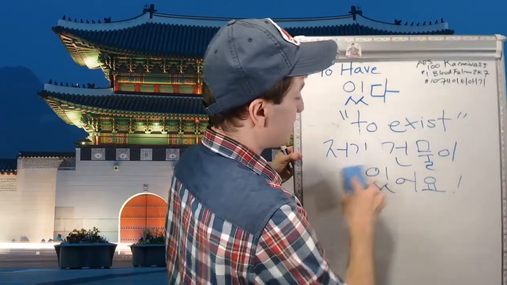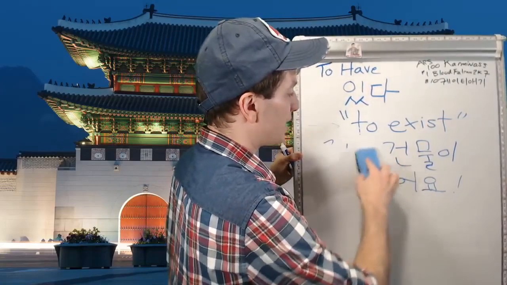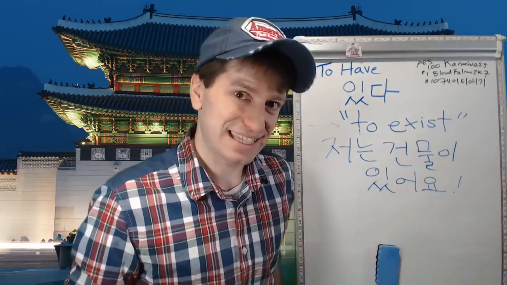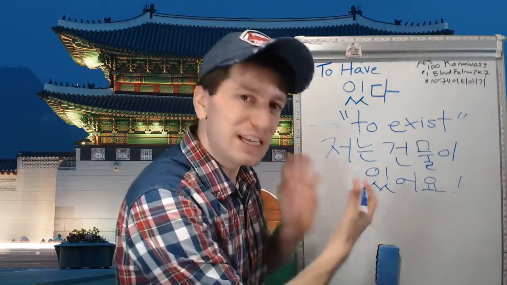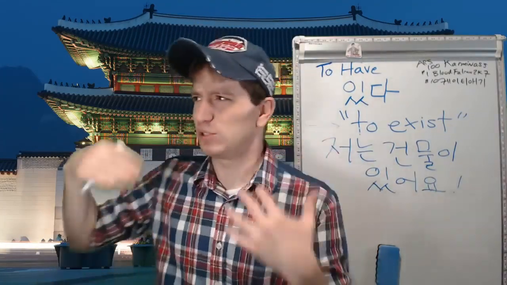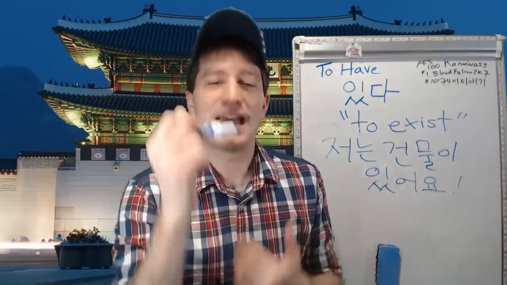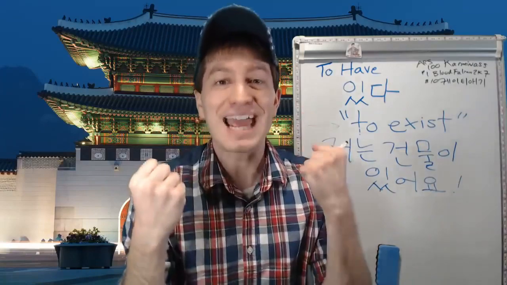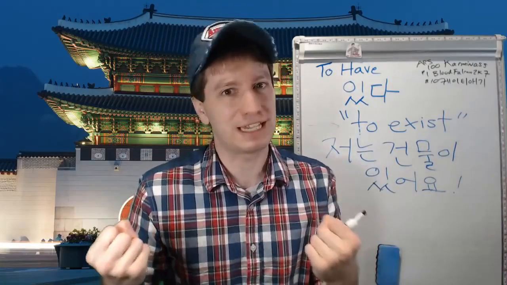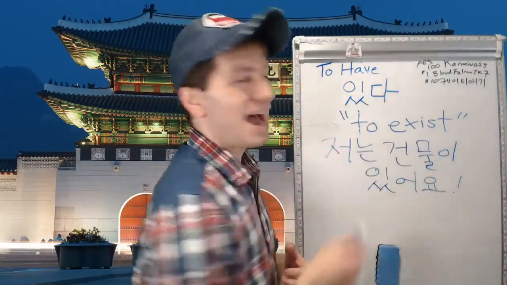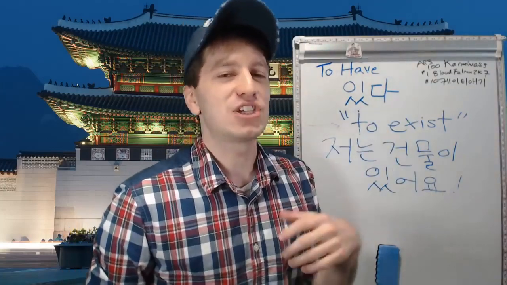So you could say something like this. Instead of 저기, like over there, you could say 저는. As for me, a building exists. Koreans will hear this and they'll clearly know you're not saying like, as for me, a building exists. That doesn't make any sense. Of course it means, as for me, a building exists to me. I have a building. I own a building. So you use 있다 to say that you have something, but the literal meaning is just to exist.